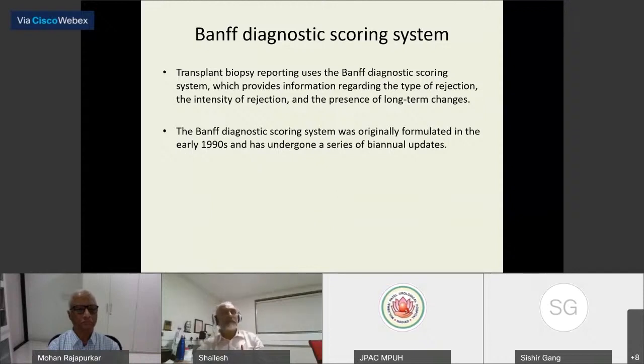So there are certain ways to evaluate the graft biopsy, and out of that, the Banff diagnostic scoring system is the most prevalent one, and it was started in the late 80s. Multiple scoring systems were started, but out of that, the Banff scoring system has come to the forefront. The last update came in 2018, and this October there is a newer conference. The Banff conference is coming up in October in Banff, Canada.